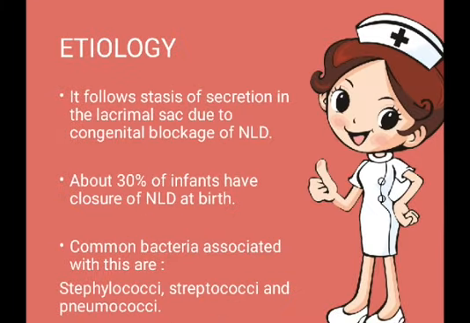Okay. Etiology. It follows the stasis of secretion in the lacrimal sac due to congenital blockage of the NLD. By birth, there is a blockage of the NLD, due to which the secretion of tears takes place irregularly. Sometimes the tears come under great pressure, and sometimes the tear flow is very little. This is known as epiphora stasis, which means irregular secretion of tears. It takes place due to the congenital blockage of the NLD.